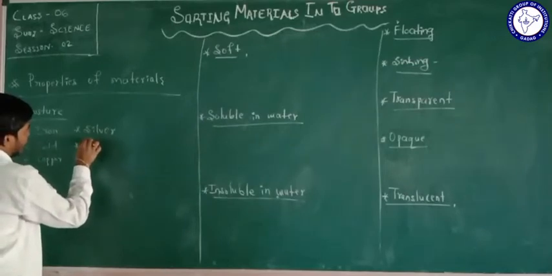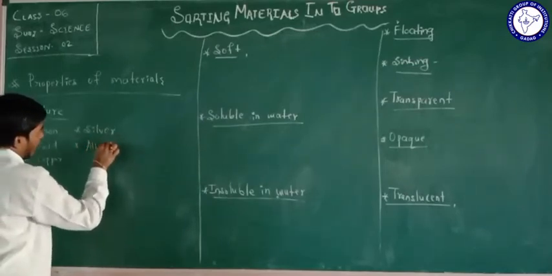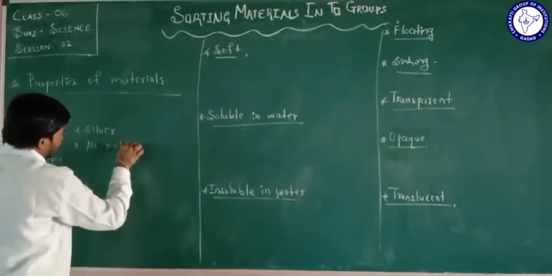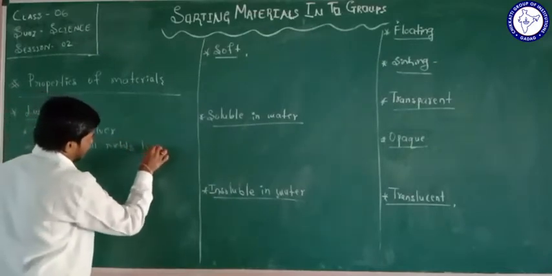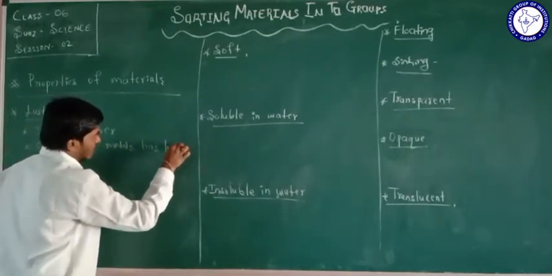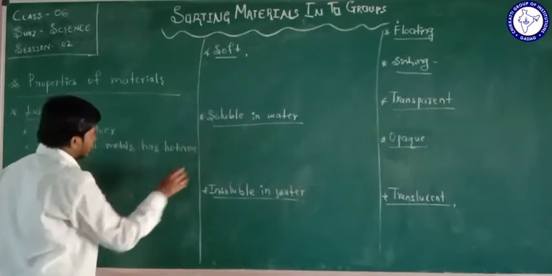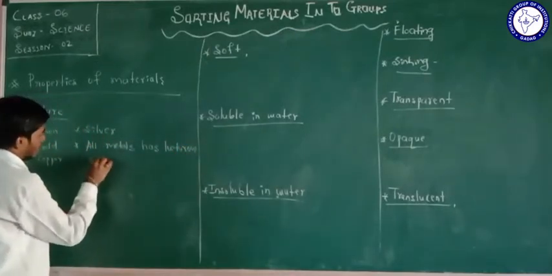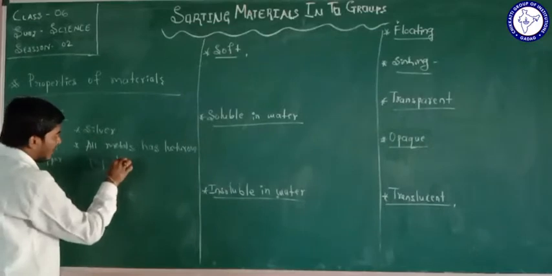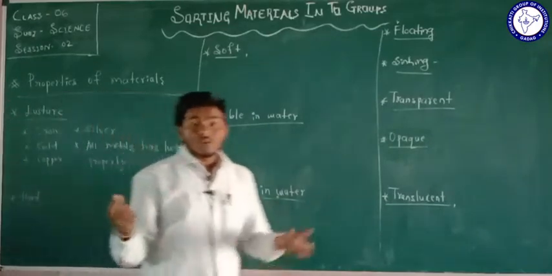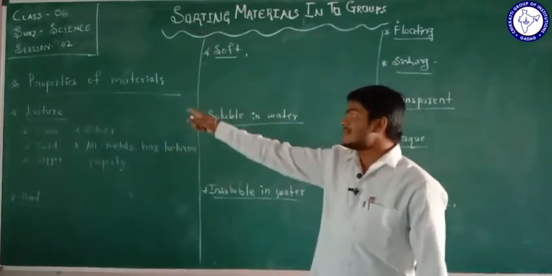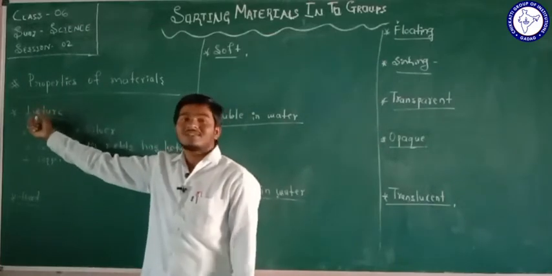All the metals have the lustrous property. So what we did here, we are going to group the materials based on the first character, that is nothing but lustrous.